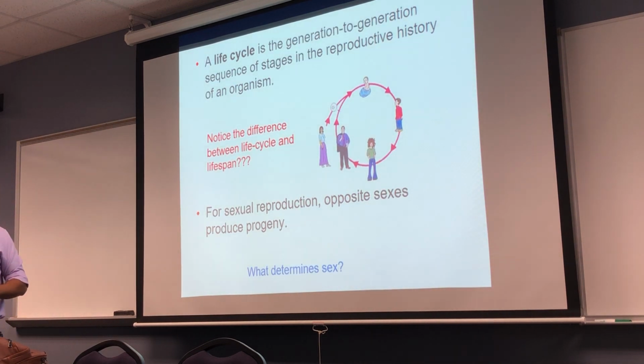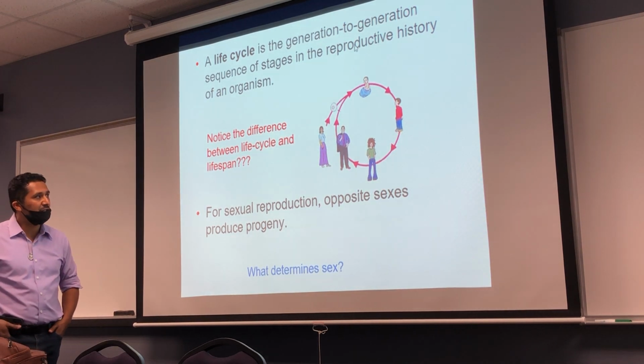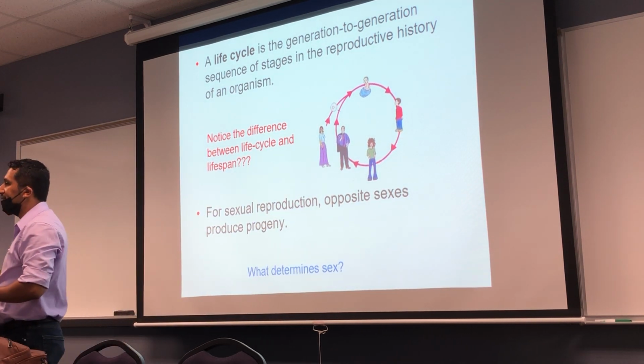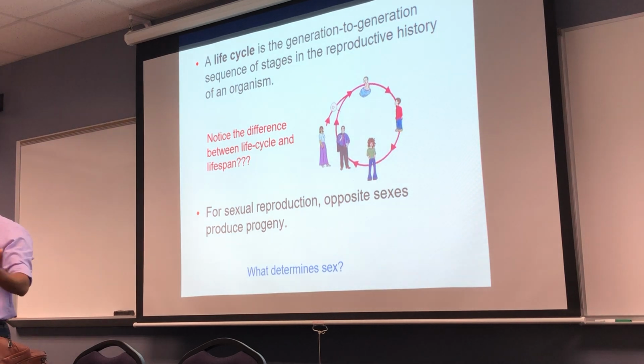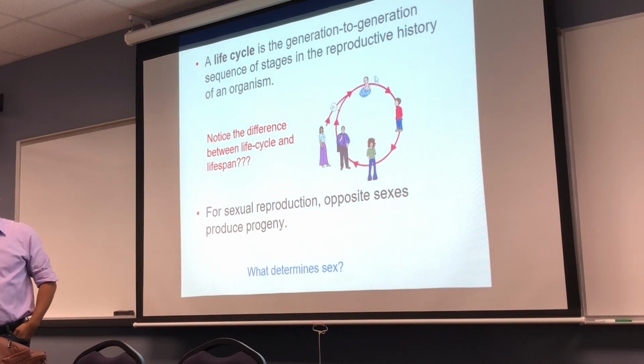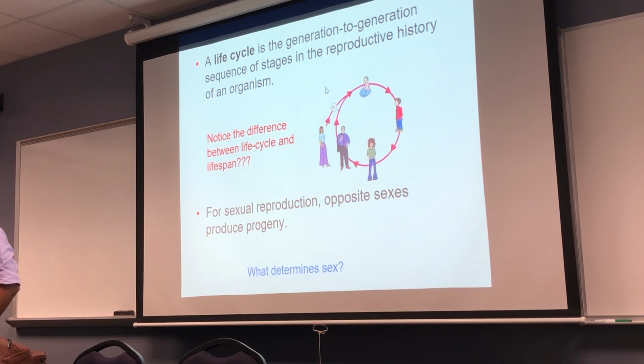So this is the life cycle from one generation to the next, the sequence of stages in the reproductive history of an organism. You have the mature adults, which through meiosis produce gamete cells, sperm cells and egg cells. Once they fertilize, you have a new organism, which through mitosis grows and develops into a full mature organism as well. Then the whole cycle begins again and again and again. So that is the life cycle.